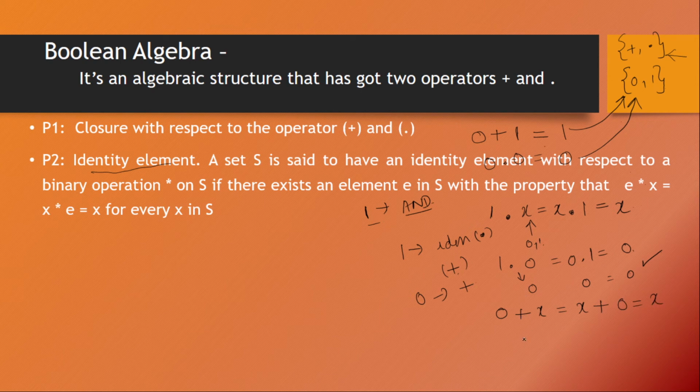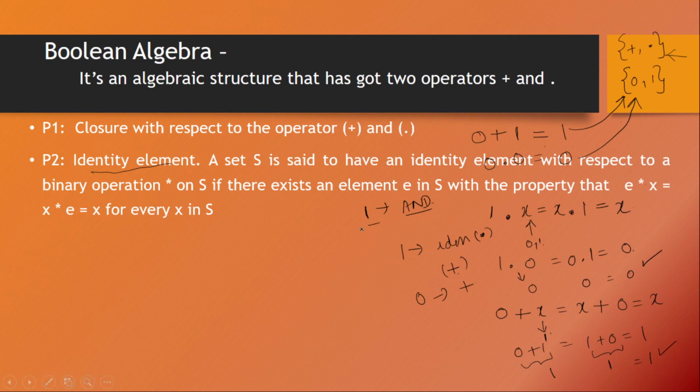Okay. So let's take a value for x such as 1, or even 0 if you want, but I am considering 1 here. So 0 plus 1, or 1, is equal to 1. So 0 or 1, you know that it is 1. 1 or 0 is also 1, and that is equal to 1. So this property is also satisfied.